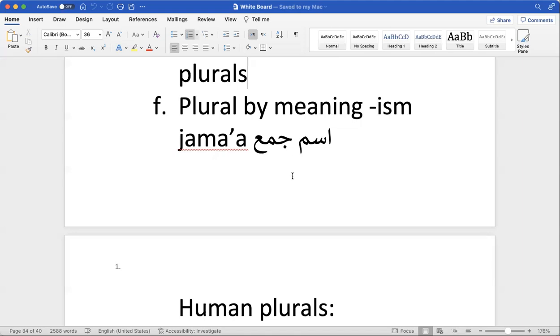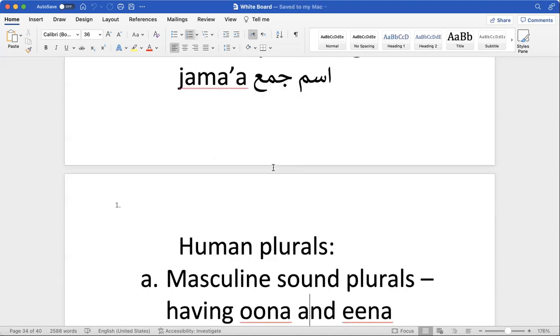Likewise, an-nas, ya ayyuhan nas, right? Nas again means mankind. In English we have mankind, but in Arabic, by meaning it is more than two, so it is jama. So nas they consider as jama. It's called ism jama, right?